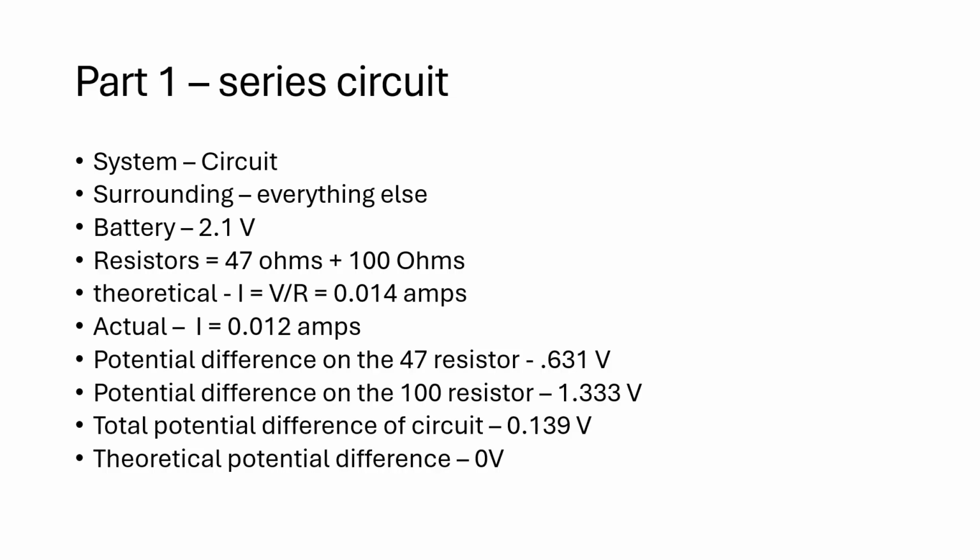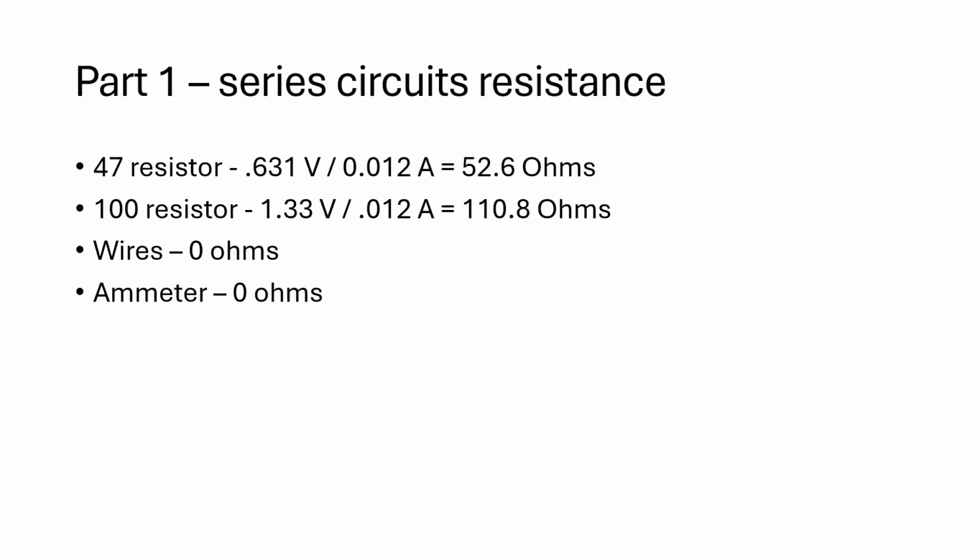However, the theoretical potential difference of the entire circuit should have been 0 volts, as due to the loop rule, the potential difference of the resistors should have been equal to the voltage provided by the batteries. Here are the resistances that I found for each element of my circuit. For the 47 ohm resistor, I found that it was actually 52.6 ohms, and the 100 ohm resistor was actually 110.8 ohms. The wires and ammeters should have a resistance of 0 ohms each.